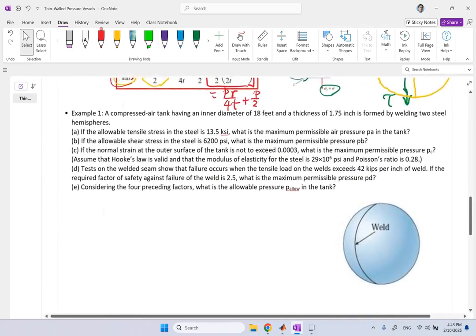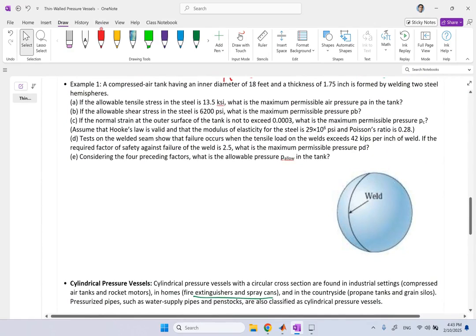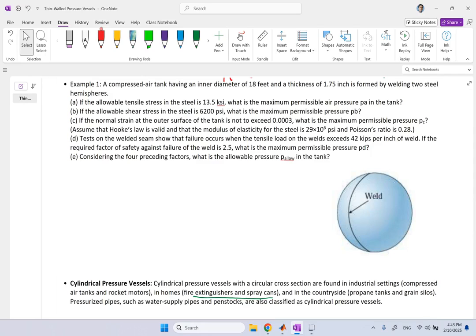Okay, so now that we have seen this, let's look at one example with numerical values, and after that we can go to cylindrical pressure vessels. So here we have a compressed air tank. It is keeping air under pressure, and the diameter of it is 18 feet. The thickness is 1.75 inches. You clearly see the radius is 9 feet over 1.75 inches. It's really a big number, way more than 10, correct? Because you have to divide by 12 to get it into feet, and then this is 9 feet. So the ratio is way bigger than 10, and clearly this is a thin wall pressure vessel.